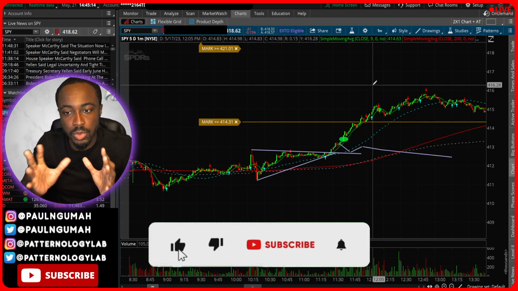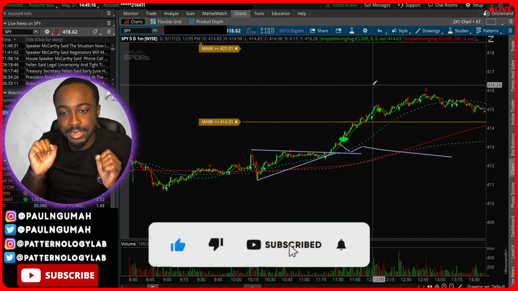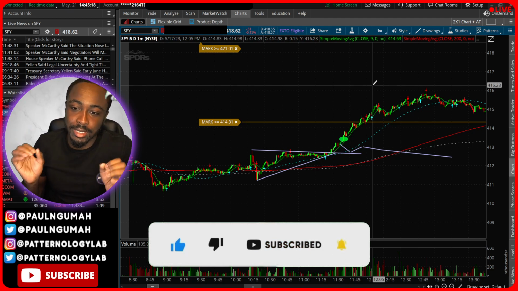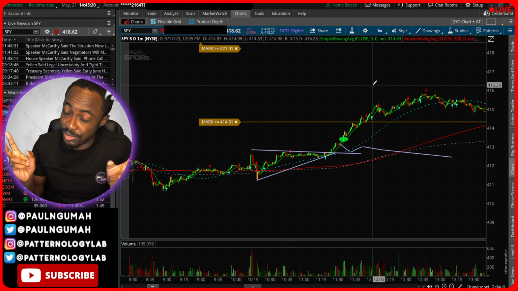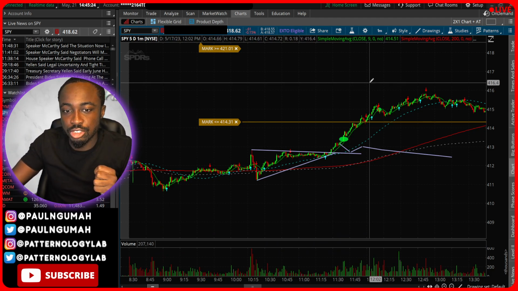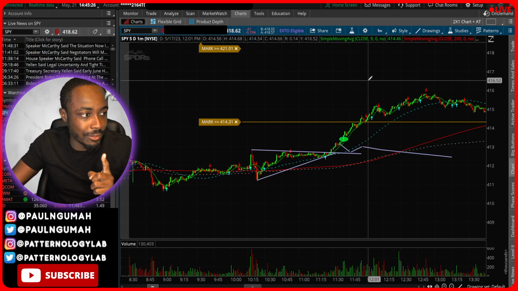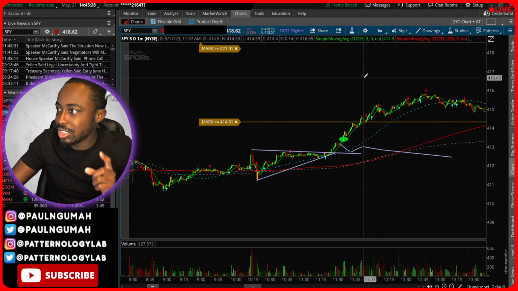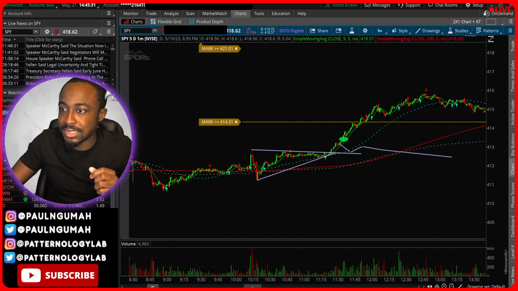This is a high quality setup. It is one of my favorites. Again, the bullish and the bearish pennant and the ascending triangle are my favorite structures to trade. So that's the first one. All right, now the second trade that I took, it was on semiconductors.